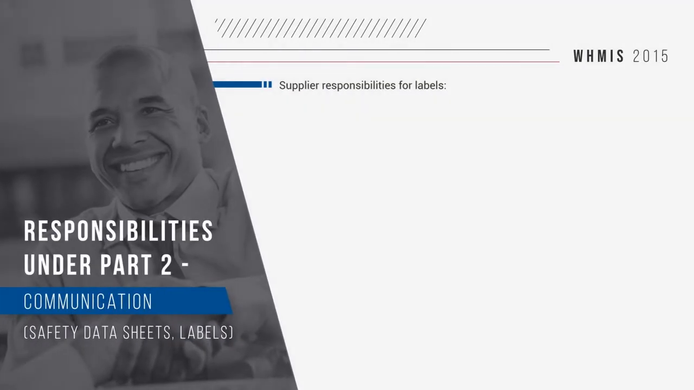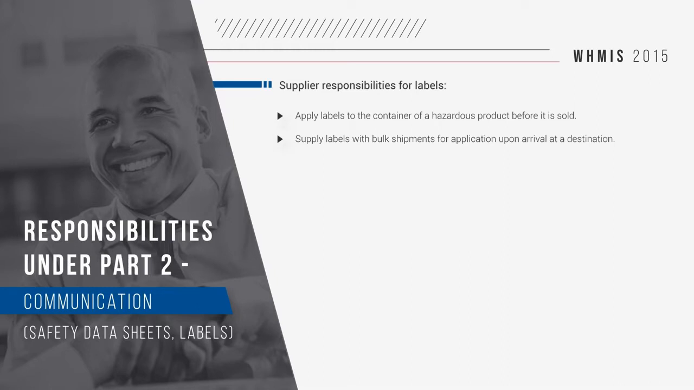Suppliers have responsibility for labeling. They must apply labels to the container of a hazardous product before it is sold, and supply labels with bulk shipments for application upon arrival at a destination, and revise the label and apply it to all future sales of the hazardous product if new information becomes available.